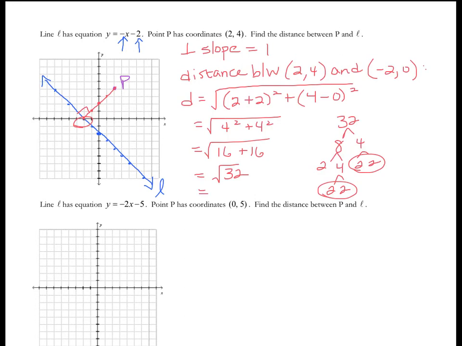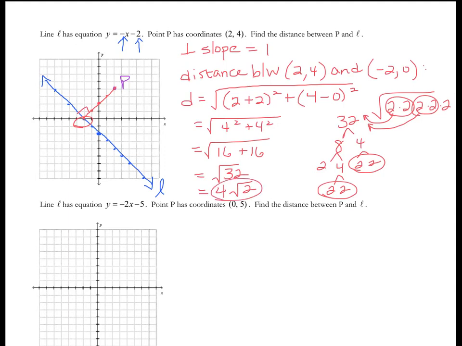So if you have 1, 2, 3, 4, 5 2s, those guys group up and come outside as a 2. Those guys group up and come outside as a 2. And then those 2's get multiplied together. So that becomes 4 with a root 2 left over on the inside.